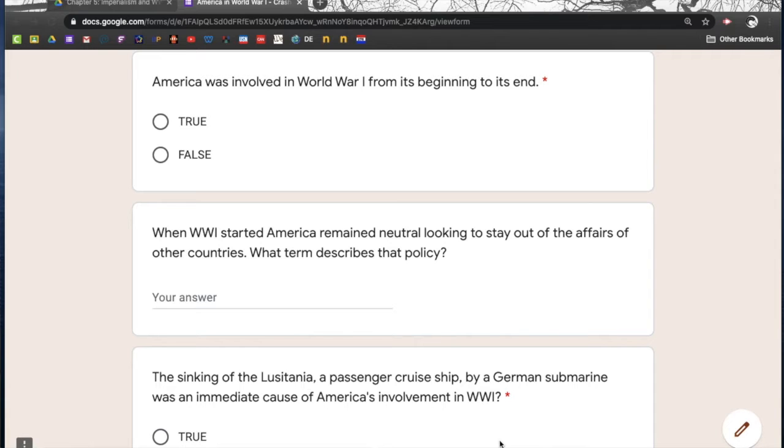Second question: when World War I started, America remained neutral, looking to stay out of the affairs of other countries. What term describes that policy? America was not interested in being drawn into a war. America's focus was inwards, not outwards. We wanted to stay neutral and out of the affairs of other countries. Now, the term that describes this policy begins with I and ends with isolationist, or isolationism. So I'm going to leave that up to you, okay, to figure out the rest.